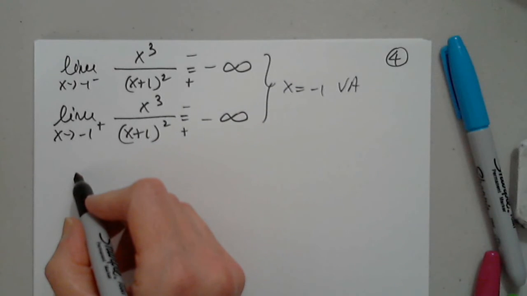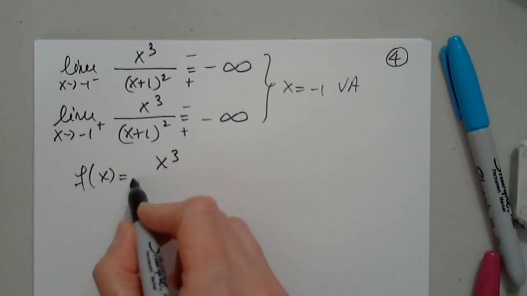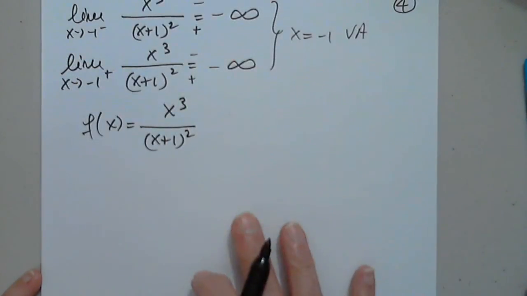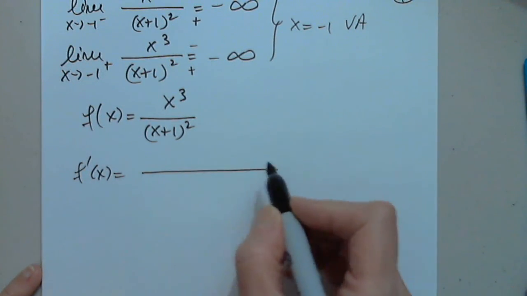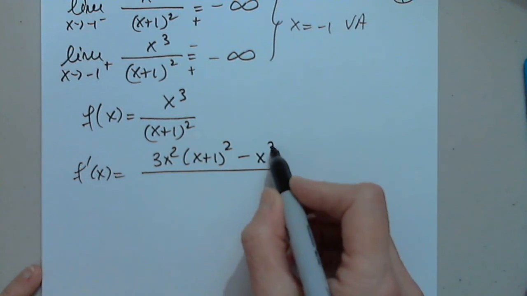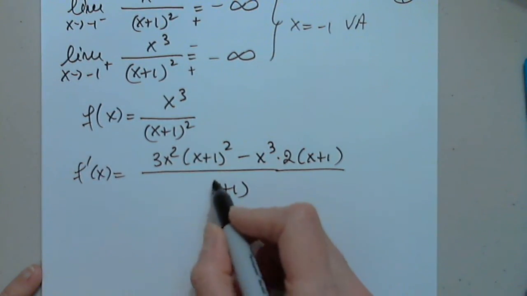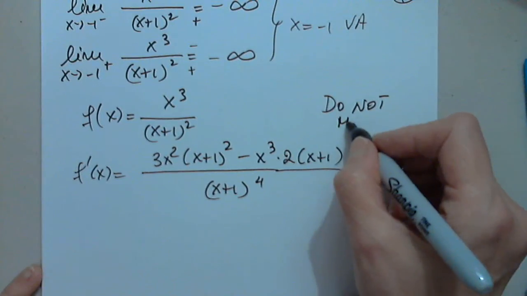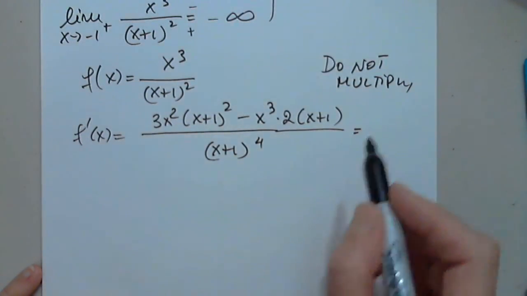So I'm copying f of x right here, x to the third over x plus 1 squared. Yes, this could be a little messy, so let's see. f prime of x, 3x squared times x plus 1 squared minus x cubed times 2 times x plus 1, over x plus 1 to the fourth. Do not multiply. If you do, it will take forever.